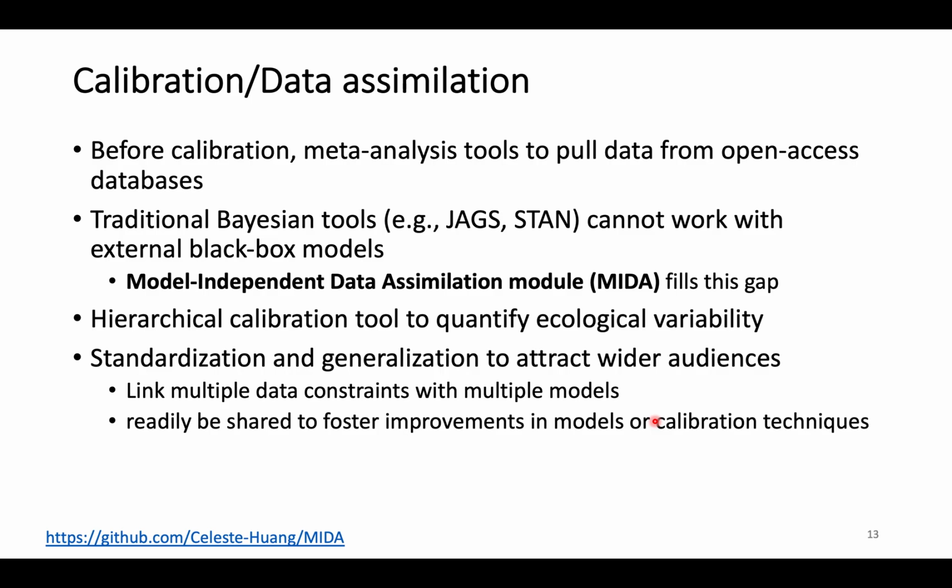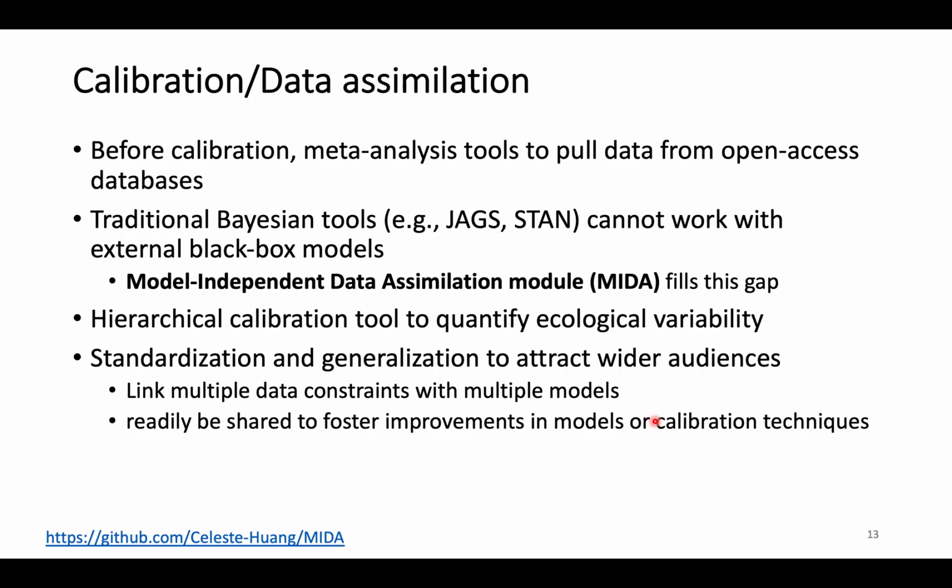Besides, models calibrated for one study site may not have the same reliable performance at other sites because the environmental conditions are different. Hierarchical Bayesian calibration can allow parameters to vary between sites, but not completely independently. Such hierarchical Bayesian tools are able to quantify ecological variability and inform the direction of model improvement.